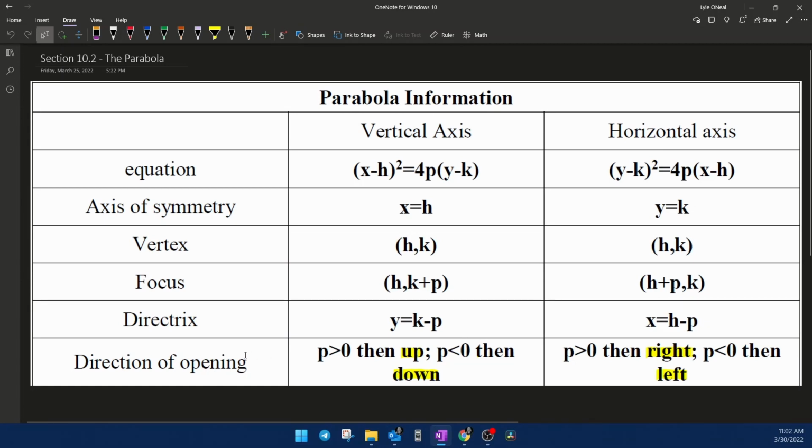Okay, so for opening up or down, we can see the directrix is y equals k minus p, and the focus is (h, k plus p). And the vertex, notice, is the same either way, (h, k). Let's go back to our notes and, well, make a note.